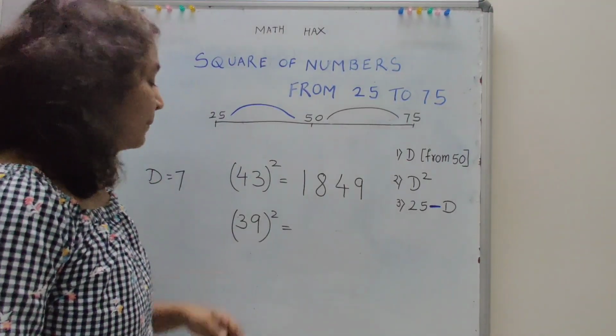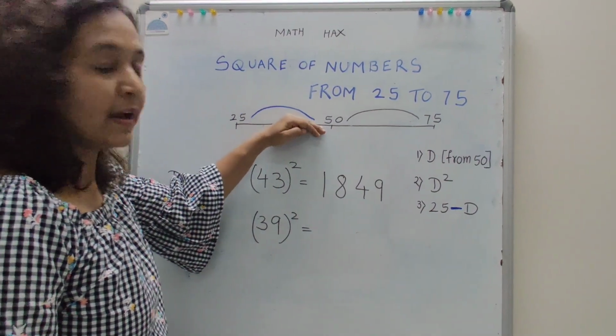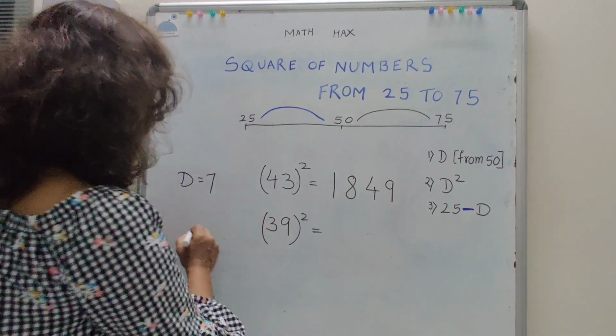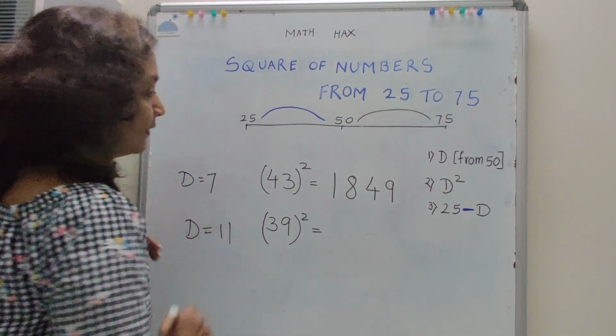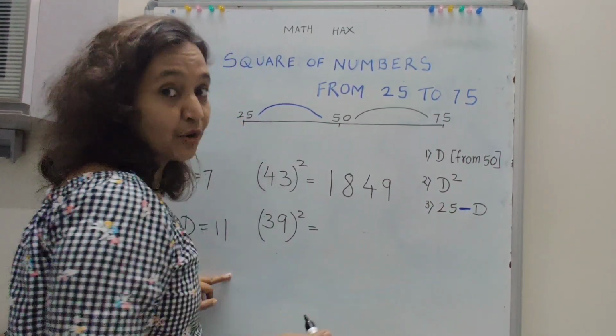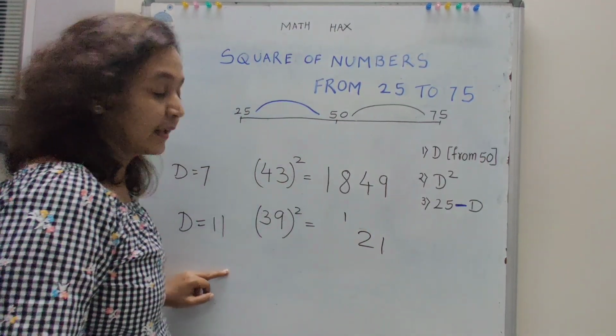Let us take one more example, square of 39. Now 39, how far is it from 50? That is, what is the difference between 50 and 39? 11. So your d is 11. So what is the square of 11? 121. That's a 3-digit number. We need only 2 digits, so 21, and 1 will stay as a carryover.